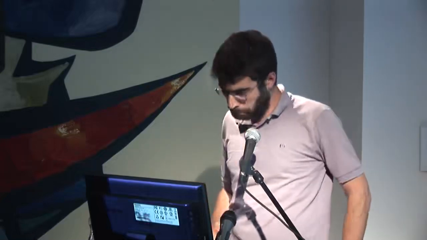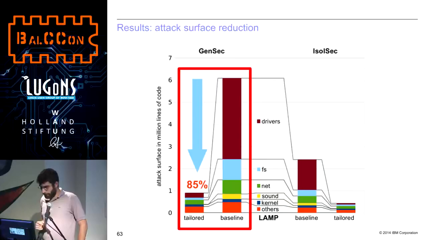And you can see that a good deal of the code is in drivers as well, but there's also significant attack surface within other subsystems: the file system, networking, sound, the core kernel, and also others. So you can compare that to our tailored kernel, which is a little below 1 million lines of code, which means an 85% attack surface reduction. But that's only in the generic security model where we assume that everything potentially in the kernel is within the attack surface, right?